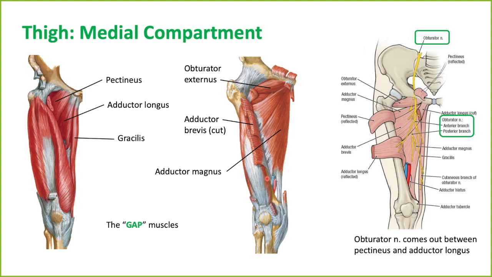So here's our adductor magnus. It's like a really big guy. A lot of these are important to be able to identify in lab, but basically they're all going to adduct the thigh. Just know that the obturator nerve innervates them, and the deep femoral is the blood supply. And this obturator nerve is coming out between the pectineus and the adductor longus.